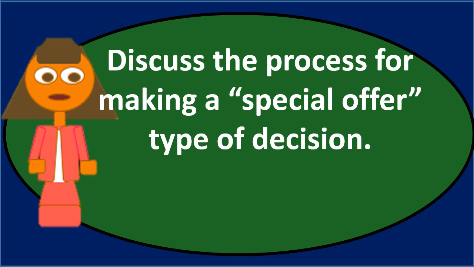Keeping that in mind, let's go through this one more time. Discuss the process for making a special offer type of decision. First thing we might want to do in order to expand on our topic is to say, all right, a special offer type of decision, that's more of a managerial accounting type of decision as opposed to a financial accounting type of decision. We are focused here on what to do for the business as opposed to how we should record something, which is typically going to be the process for financial accounting.